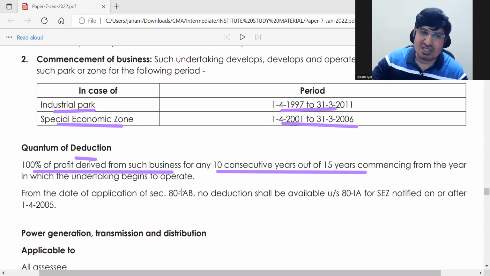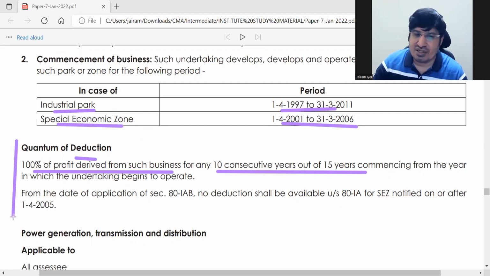This is the same common thing. So the quantum of deduction is common. Okay. So you will not have any problem with this. Sir, these years, do not try to remember them. You will not be expected to know these years exactly. Okay. So the problem will come in a way that you will not be asked this period. You will only be asked the provisions. Okay. Like you will be asked this 10 out of 15 years.